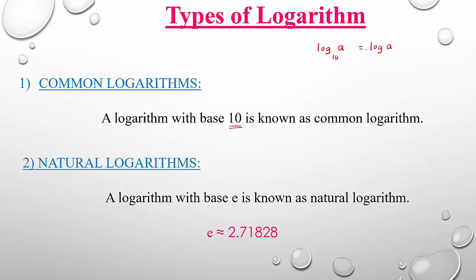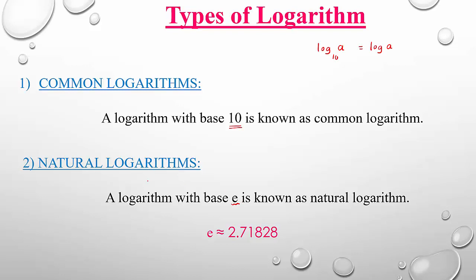And the second type of logarithm is natural logarithm, a logarithm with base e. If the base is e, then we can call it natural logarithm. Here, e indicates a scientific constant just like the pi value. Pi means 22/7. Likewise, e is having the value 2.71828. If the base is e, then we can call it natural logarithm.